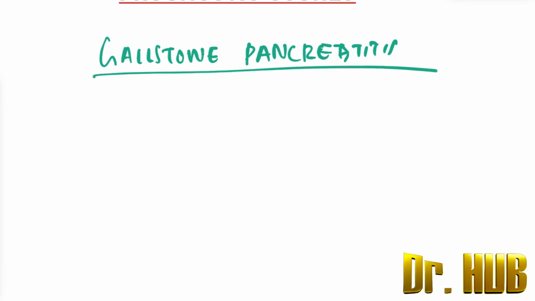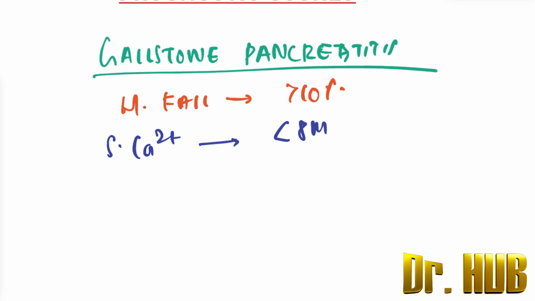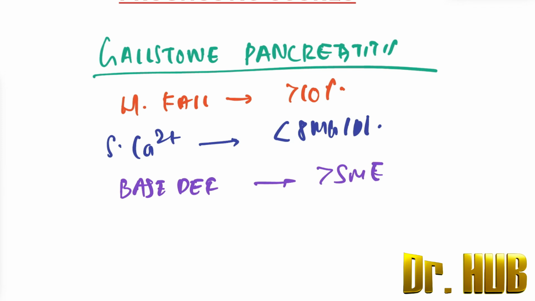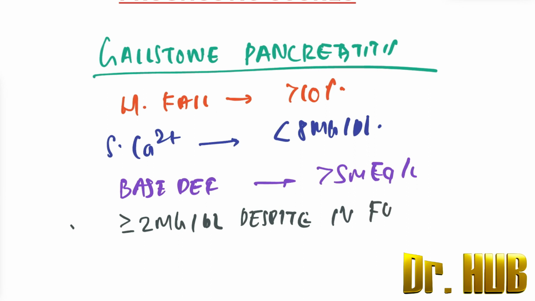In gallstone pancreatitis, the hematocrit fall will be greater than 10%, and the serum calcium level is going to be less than 8 mg per dL. Then the base deficit is going to be greater than 5 mEq per liter, whereas in non-gallstone it was greater than 4 mEq per liter. Next is the blood urea nitrogen level. It increases by greater than 2 mg per dL, and this will be despite the IV fluid hydration.